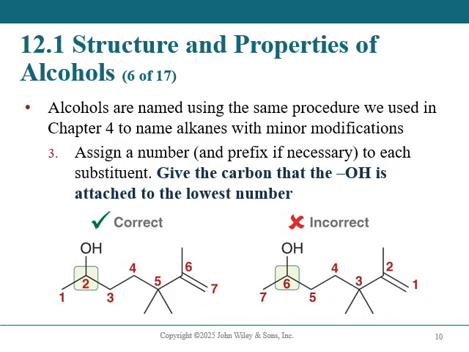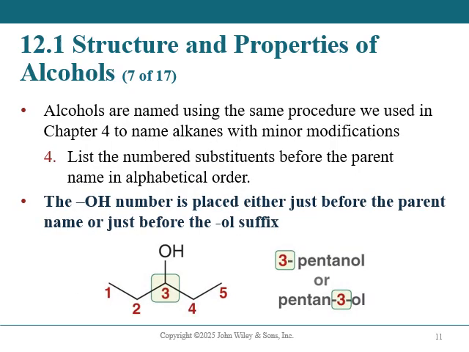Assign a number, prefix, etc. So here, just like we mentioned before, that OH must have the lowest number possible. The OH number is placed either just before the parent name or just before the OL suffix, just like we saw with alkanes and alkynes. So this can be either 3-pentanol or pentan-3-ol, right? Either is accepted, either are correct.